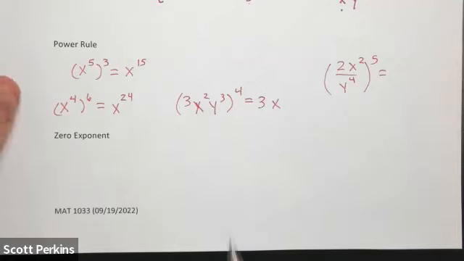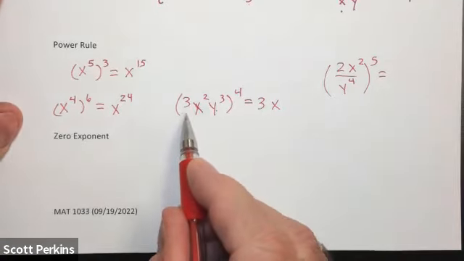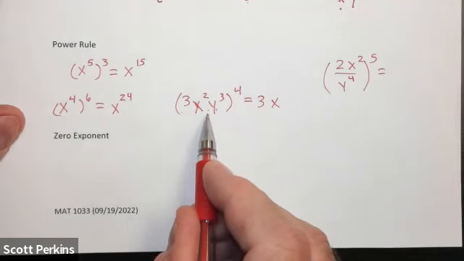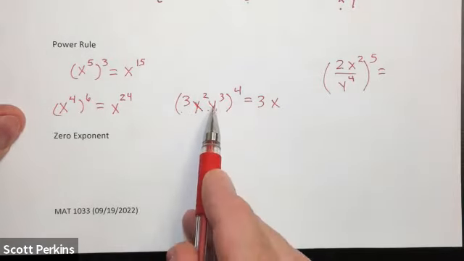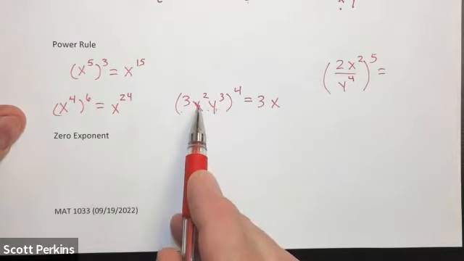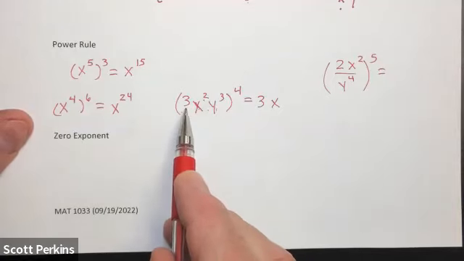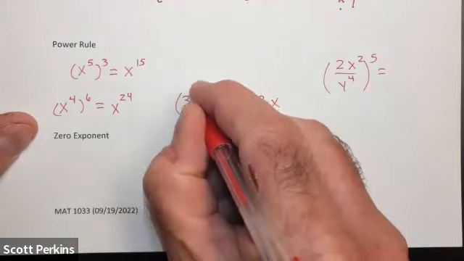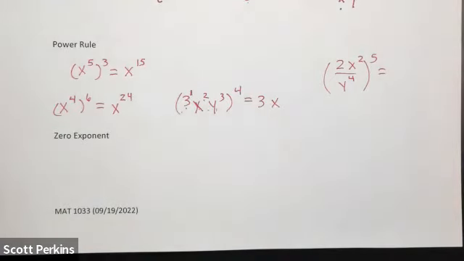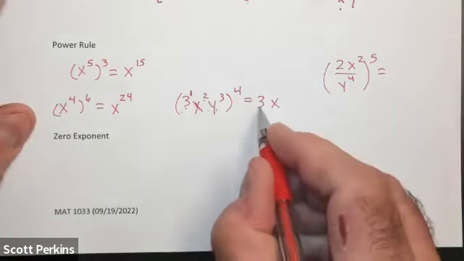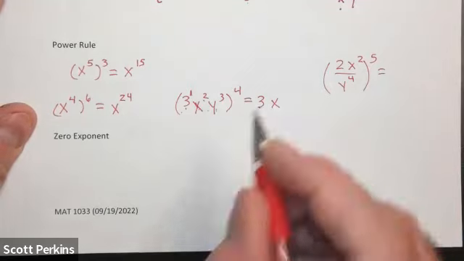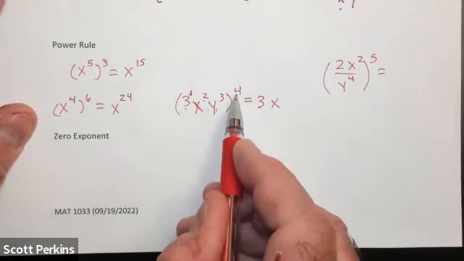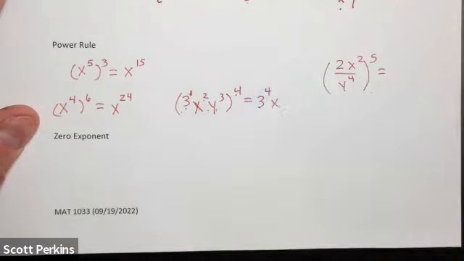We have to remember here that each of these 3 things, because they're being multiplied, they have their own power. The y has the power 3, the x is the power 2, and the 3, even though it's not written, what's the power on the 3? 1. So when I go through and I apply the power rule, you have to remember to apply the power rule to each of the factors. So that means my 3 is not just going to be 3. It's going to be 3 to the 1 times 4, or 4th power.